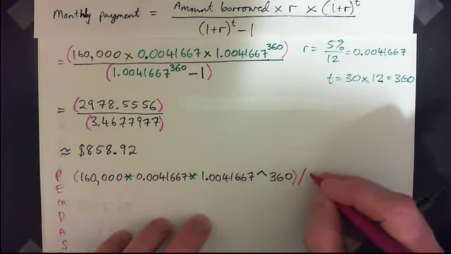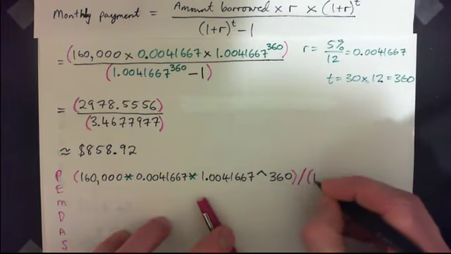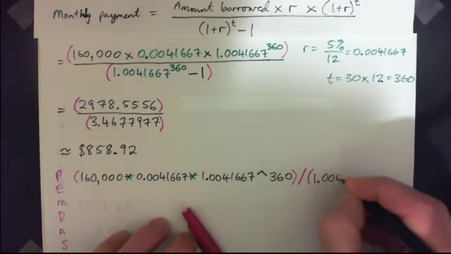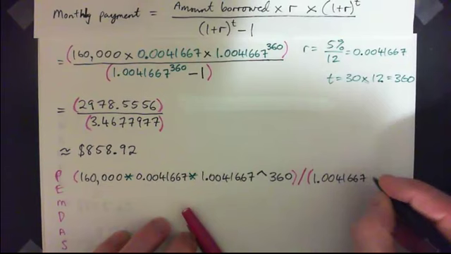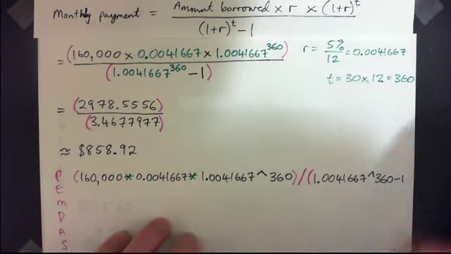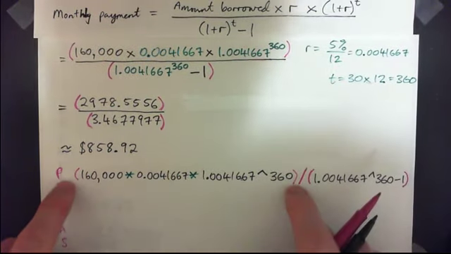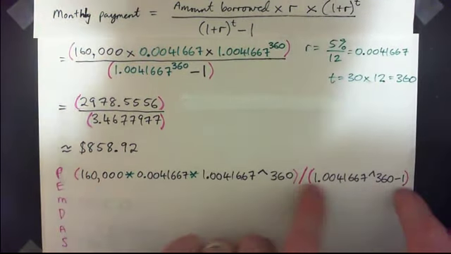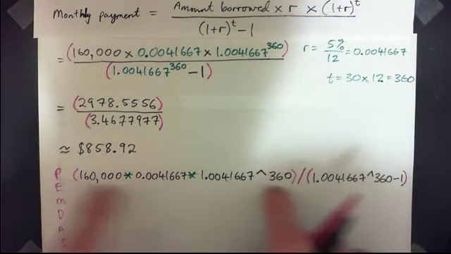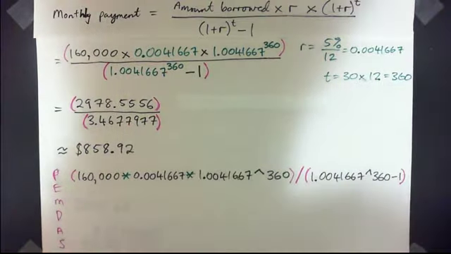And then, in parentheses, we do the bottom. So it's 1.00416667 to the power of 360, and then minus 1, and then close parenthesis. So I'm telling the calculator, do the top, do the bottom, and then divide. So it's doing everything in this parenthesis, everything in this parenthesis, and then it's dividing, right? And that's a one-line calculator entry.